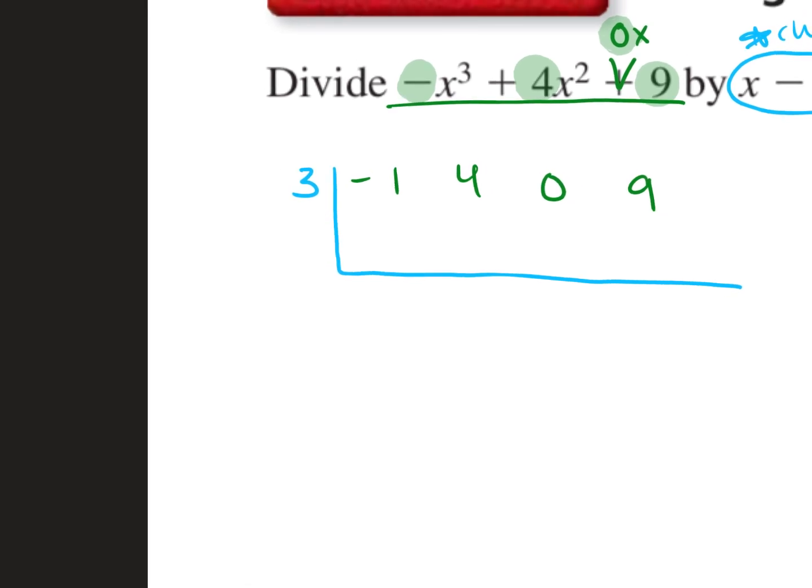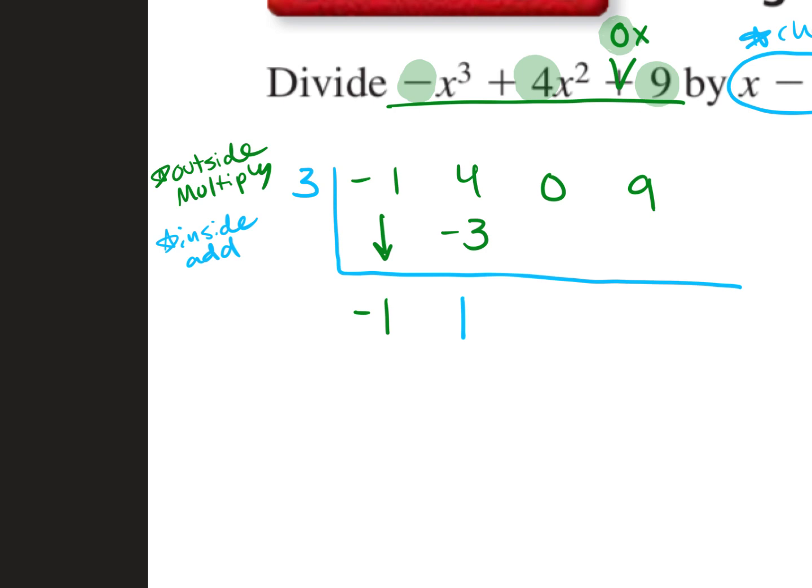Now the first step is to drop down the first number inside the box. So -1 goes on the outside. Now outside the box, we multiply. So what is 3 times -1? -3. Inside the box, we add. So what is 4 minus 3? 1.